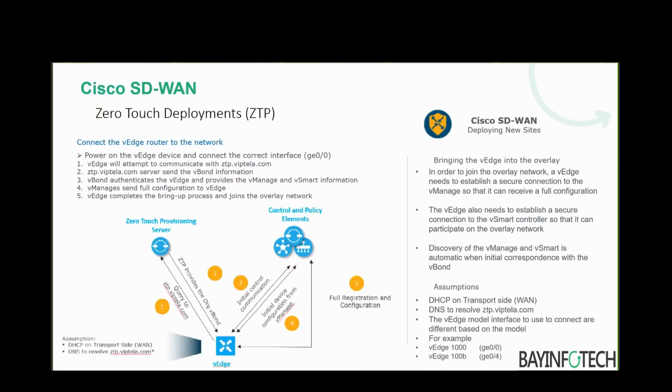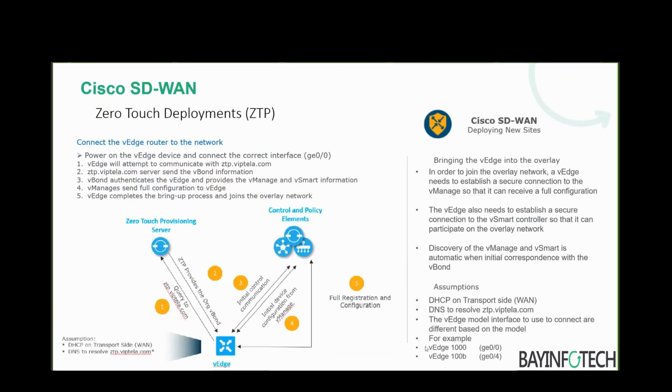So the device is shipped to your site with default config for security reasons. There is no customer specific config. First, it would reach out to the ZTP server as we connect the cable. Your ISP should provide an IP through DHCP.